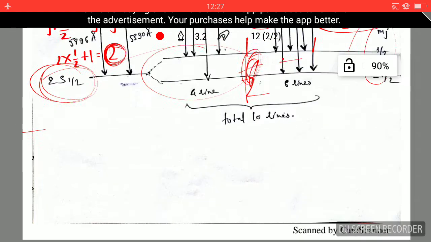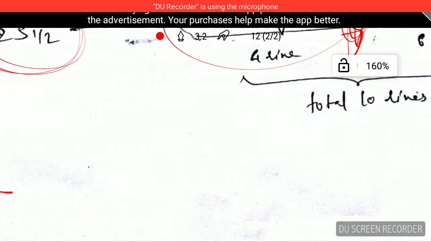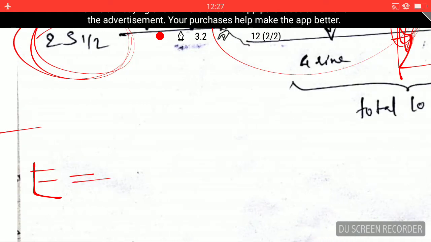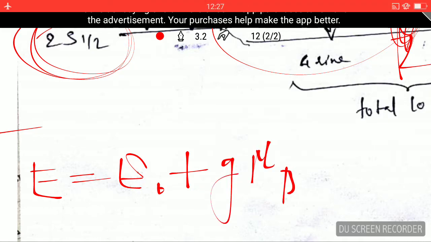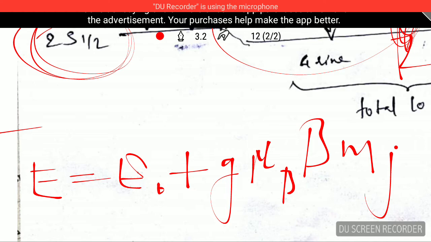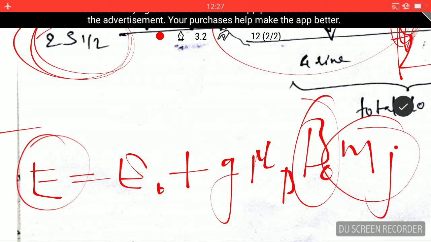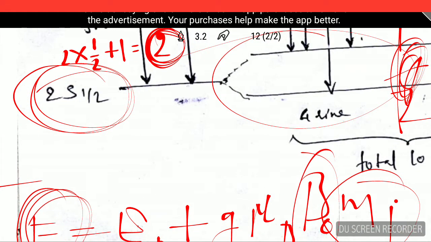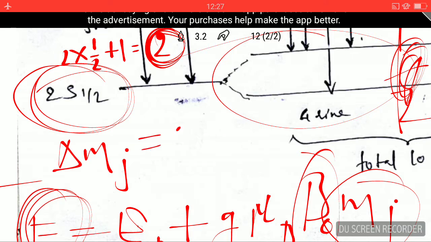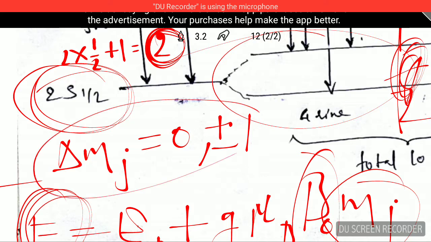As I explained earlier in the formula, energy E equals E naught plus g mu B mj. Because of the presence of magnetic field B and different values of mj, you get different energy levels, and between these energy levels the atom can make a transition, but that transition is restricted by the selection rule. The selection rule is that the change in the value of mj should be either 0 or plus minus 1. So only these transitions will be allowed.